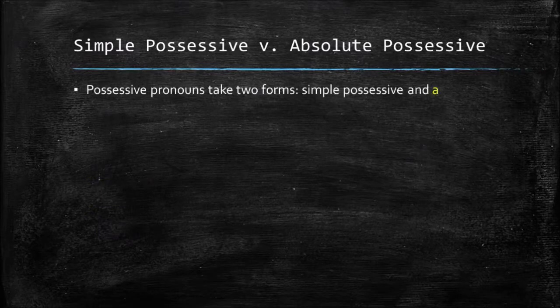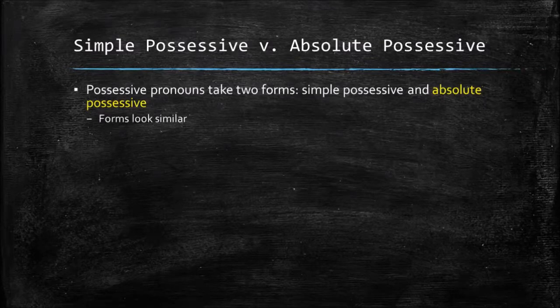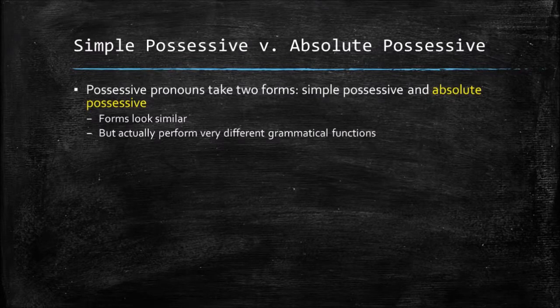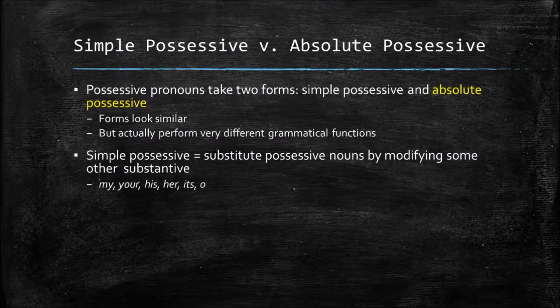A note about possessive pronouns: we can actually classify the possessive case into 2 distinct forms. Possessive pronouns take 2 distinct forms: simple possessive and absolute possessive. These forms may look similar, but they actually perform very different grammatical functions in a sentence. Simple possessive pronouns substitute for possessive nouns by modifying, like possessive nouns, some other substantive in the sentence.